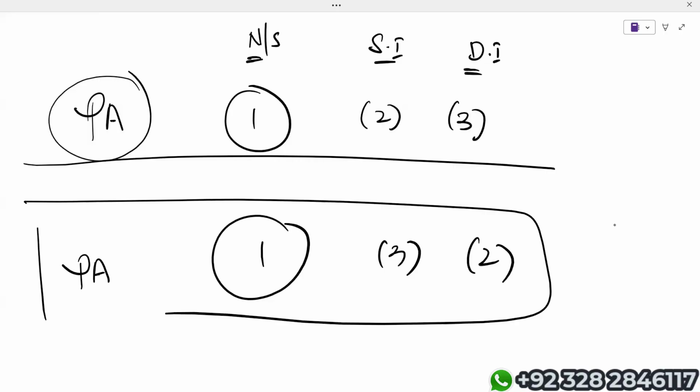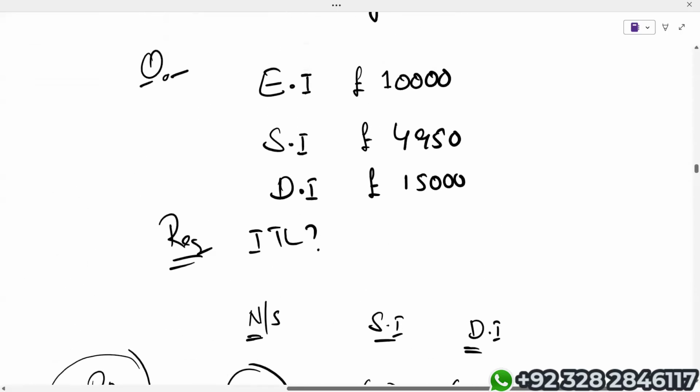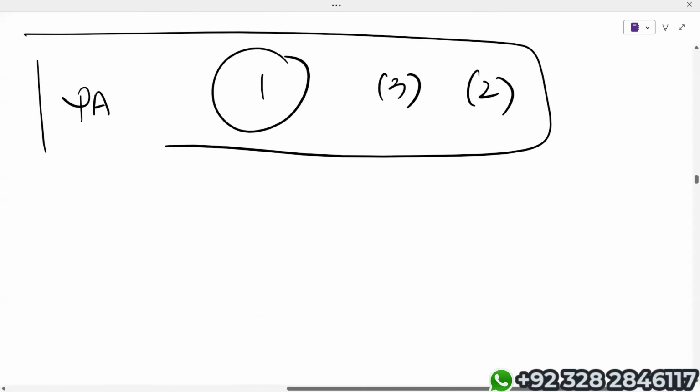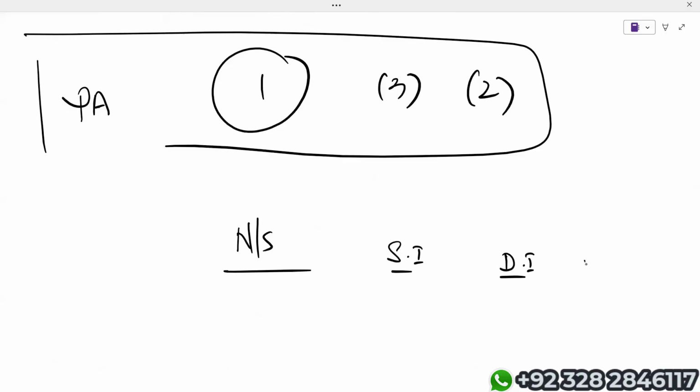But now there's a very big question. How do I know that this time I need to change the personal allowance allocation sequence? What is the trigger point? There should be a hint by looking at the data. How do we make a decision that now we need to change the sequence of the personal allowance? So let me help you in that area. Look at this. Simply, let's make 4 columns: non-saving income, savings income, dividend, and the last one is total.